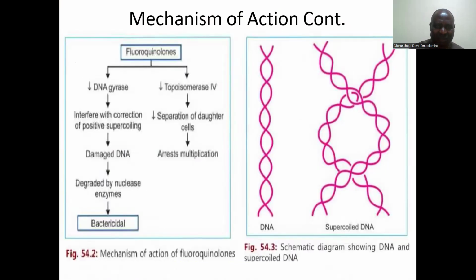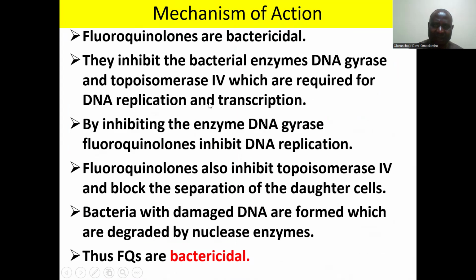Of course, I also need to come and show you again. So when the DNA gyrase and topoisomerase 4 are inhibited, it will not allow the supercoiled DNA to unwind, therefore producing DNA fragments, and automatically the DNA is going to be damaged, and then the bacteria will die. So that is the mechanism of action. They inhibit these two enzymes, therefore stopping replication and also transcription before translation.